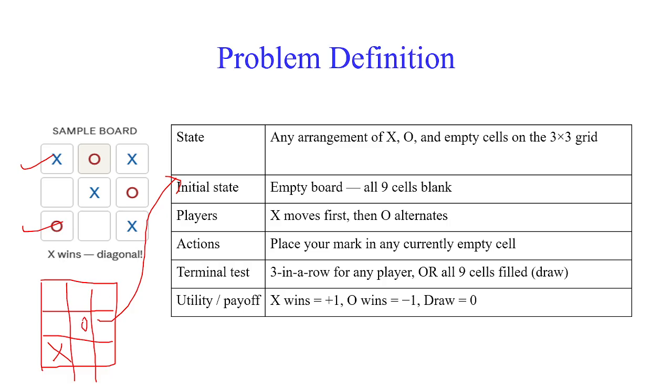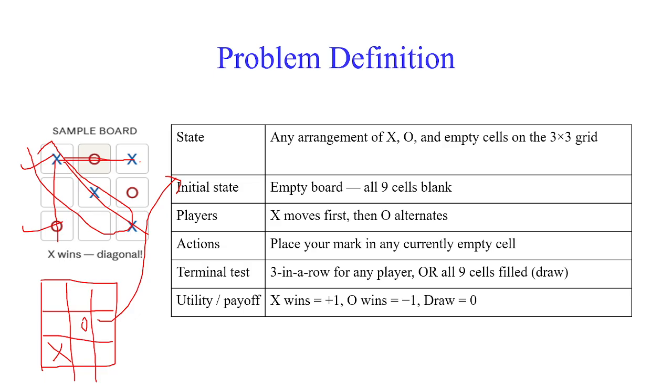Okay. So what is this terminal test? The game ends when one player gets 3 in a row like this. If any X or O gets 3 in a row like this, diagonally or like this.